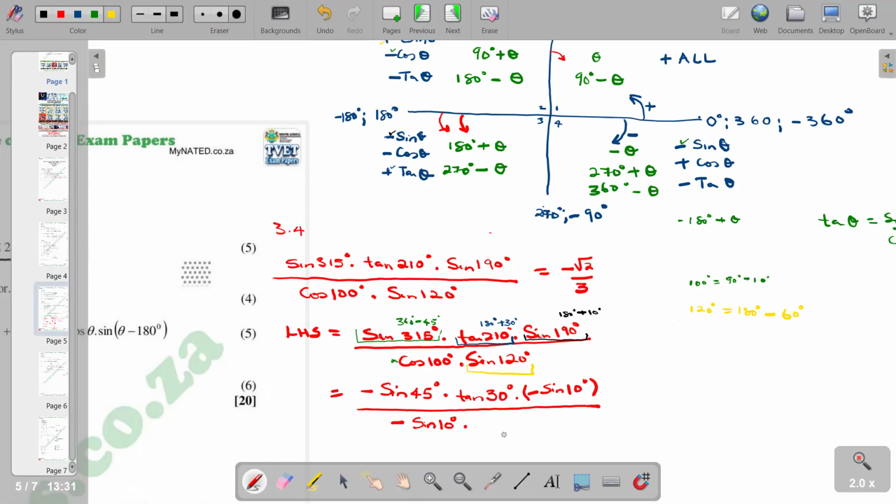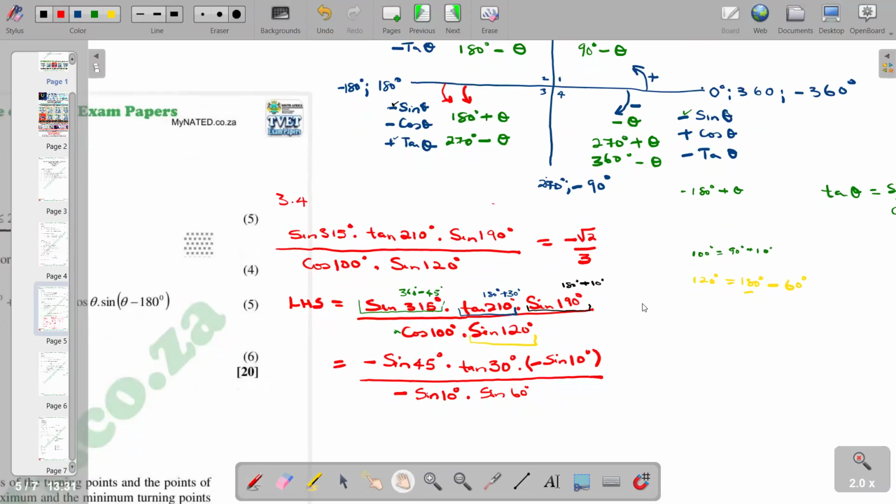So here it's going to be positive. Will the ratio change or not? Because we are having 180, the ratio is not going to change. So we are going to have a positive sine 60 degrees. Then from there, we can simplify further.